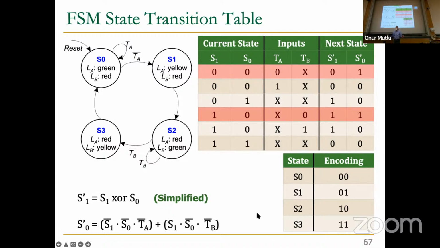Does this make sense? Basically, this is everything that we discussed earlier. This is combinational logic. You need to determine your next state based on current state and inputs, and that's combinational logic, and you can optimize this combinational logic.